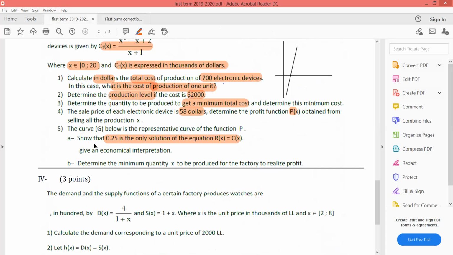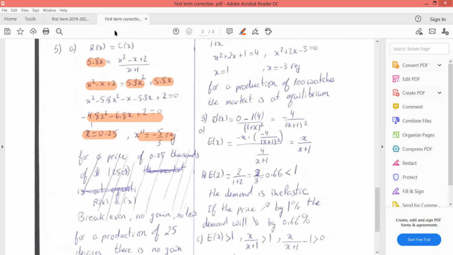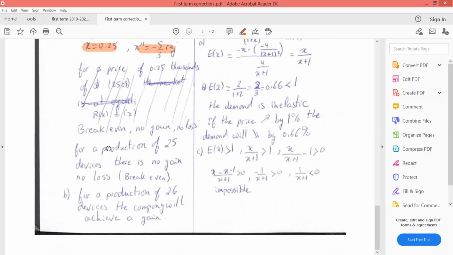Give an economical interpretation. What is the economical interpretation here? What does it mean, Rx equals Cx? Break even. How to say it in a statement? There is no gain and no loss, or break even, for a production of 25 devices.